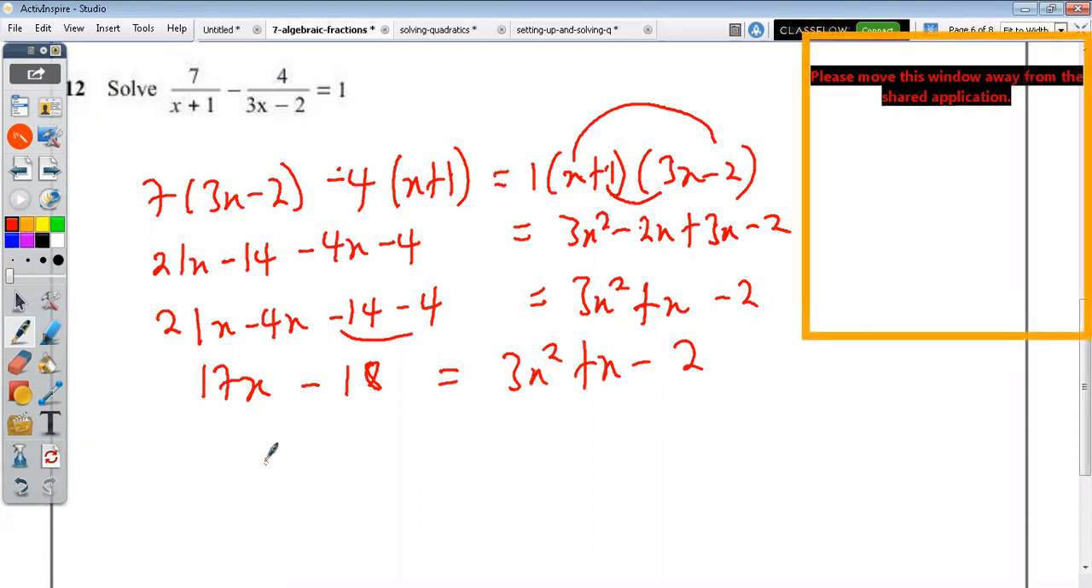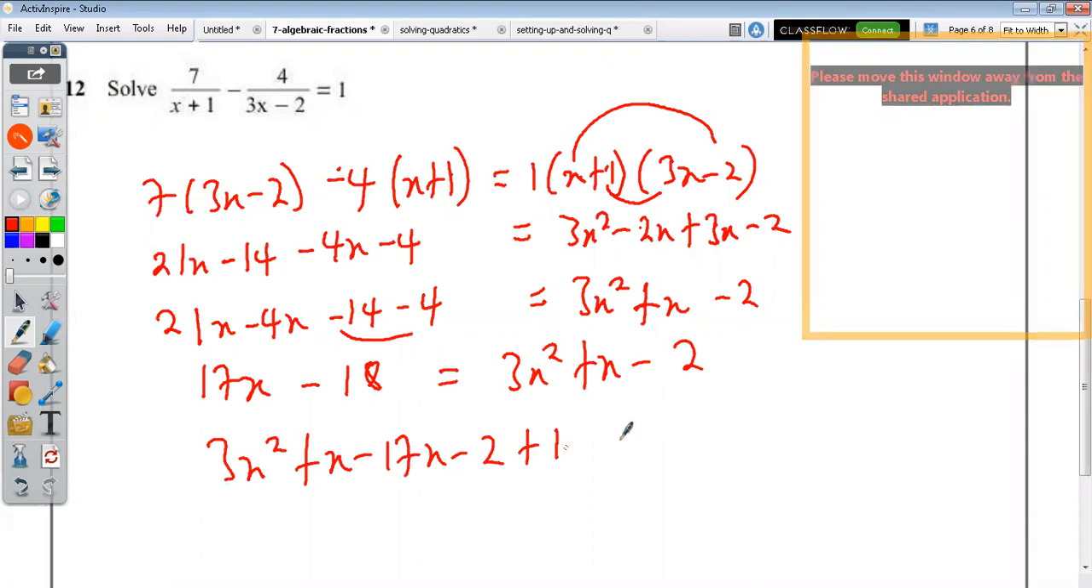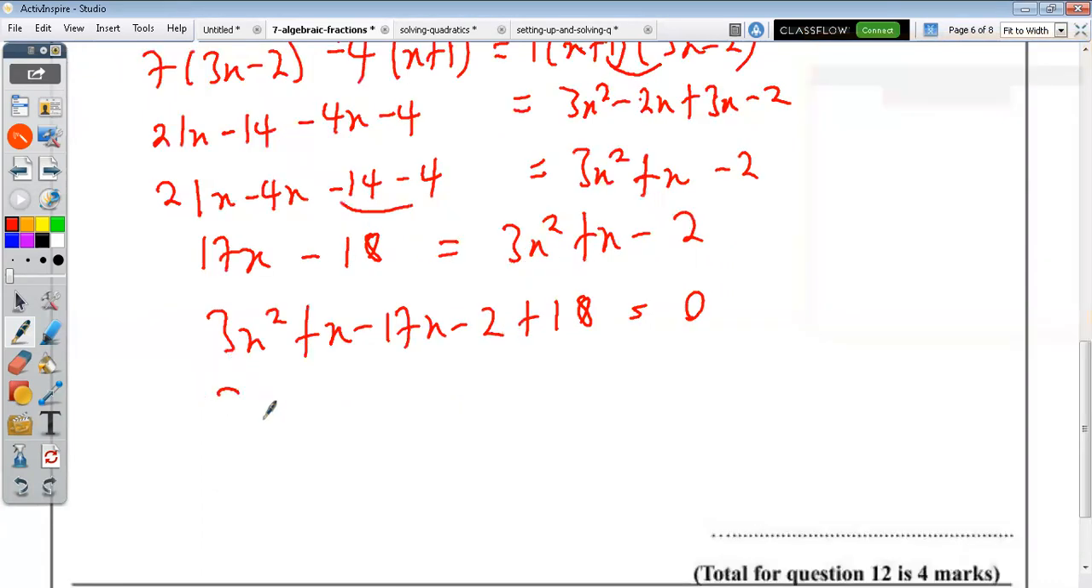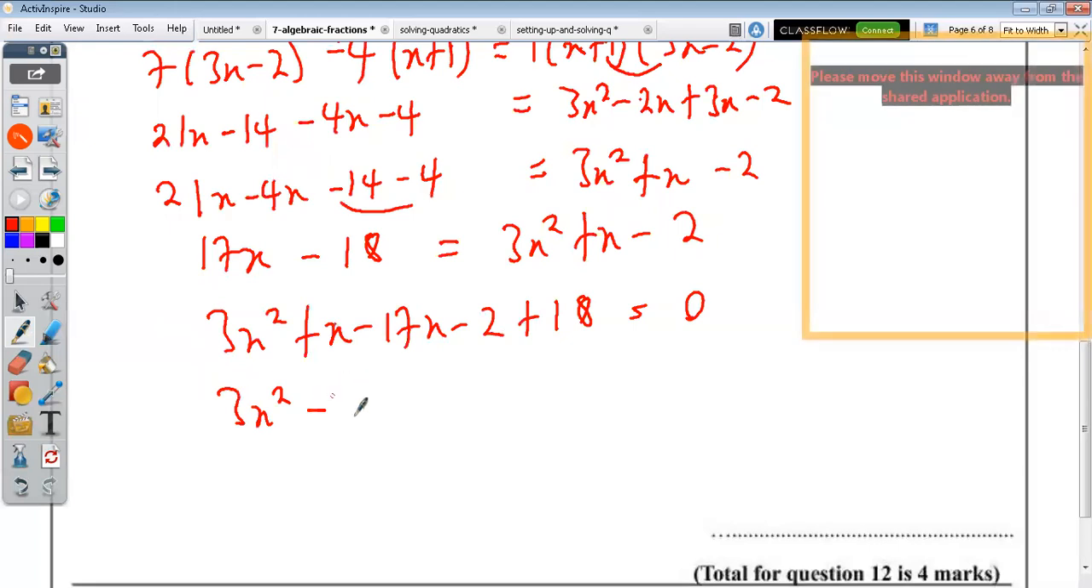So we move everything the other side. So 3x squared plus x, move the 17, becomes a minus 17x. With the minus 2, move this, that other side becomes a plus 18, is equal to 0. So it means x squared, 1 minus 17 is minus 16, minus 16x. Minus 2 plus that, minus 2 plus 18, you can check from a calculator, it's plus 16. Do you agree?